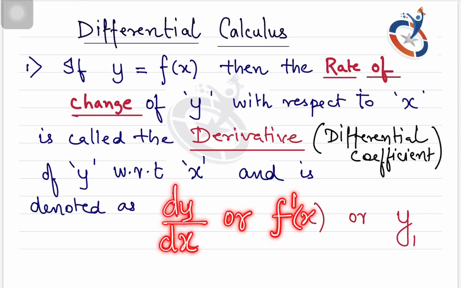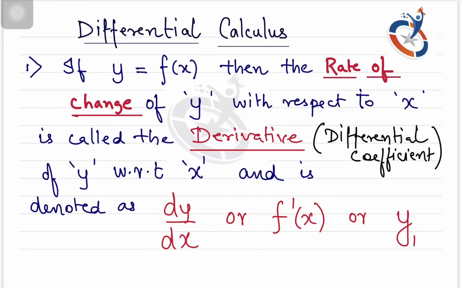The derivative of f of x is f dash x, or in some books written as y1 also. Derivative of y is y1. So it's dy by dx or f dash x or y1. So if you make a small change in the value of x, then the change in y, or you say the rate of change of y with respect to x is called the derivative of y with respect to x, and that's denoted as dy by dx or f dash x.